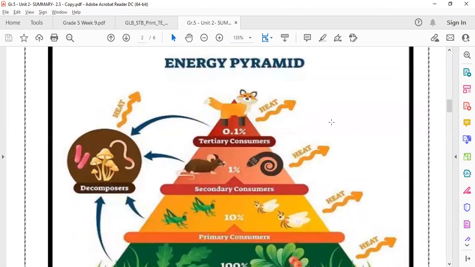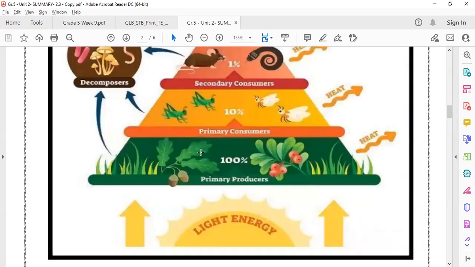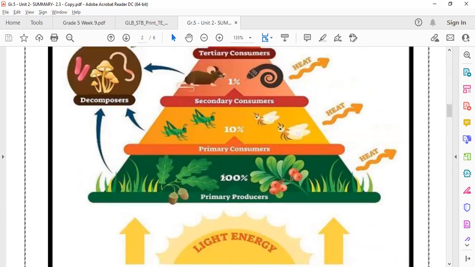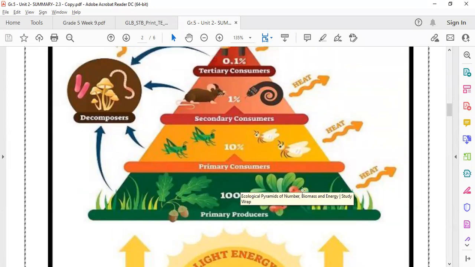Okay, this is another diagram of an energy pyramid. The base of any energy pyramid represents the producers. Then the producers use the energy from the sun, and primary consumers like locusts or grasshoppers and other flies eat producers. They get only 10% of the energy stored in the producers, and the rest is released as heat.